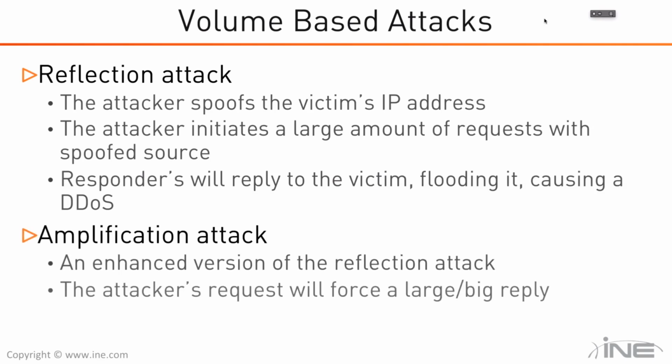And then the amplification attack is nothing else but an enhanced version of the reflection attack. The difference is that it is not only based on reflection, because the attacker spoofs the source of the victim, but also the attacker's requests will force a large or big reply from the destination he's reaching out to. This means that the attack is more effective because the replies are bigger and bigger, so the attacker is going to more easily and quickly consume the victim's bandwidth and end up with a very fast, successful volume-based DDoS attack.